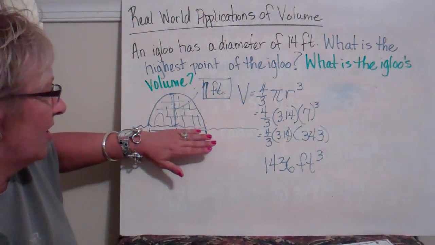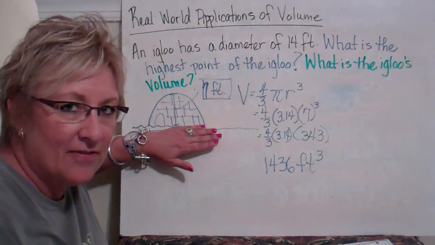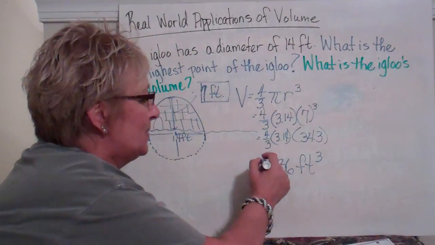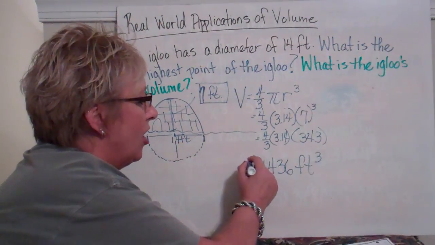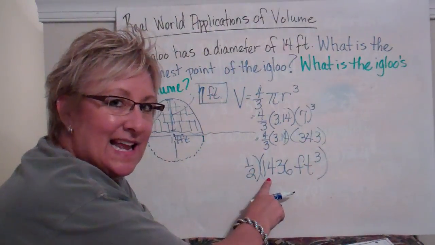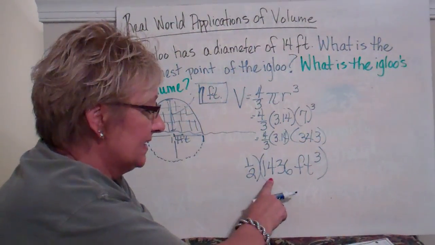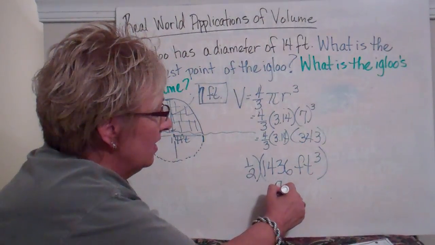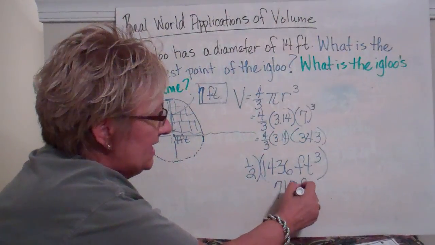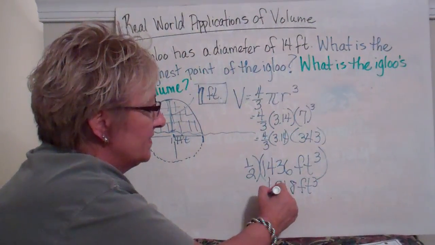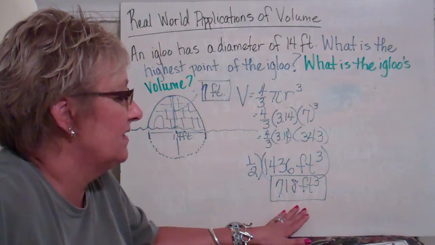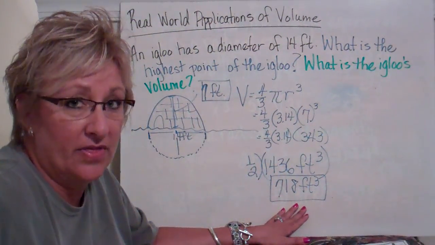So what have I got here? An igloo is half of the sphere. So I have to take this piece of it and multiply all this by 1/2. So I'm finding half of 1,436. So half of 1,436 is going to be 718 feet cubed. So if somebody is actually living in there, they've got 718 cubic feet of area to put things in.